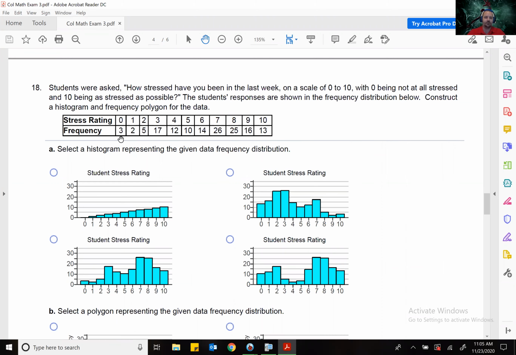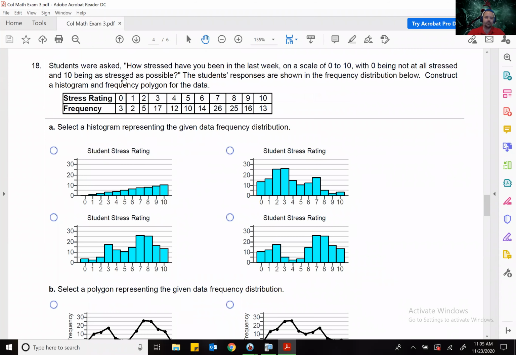So at 0, there should be a bar at 3. When it's the polygon piece at 0, there should be a dot at 3. And then at 1, there should be a dot at 2. And down at 10, there should be a dot at 13. At 9, there should be a dot at 16, so on and so forth.